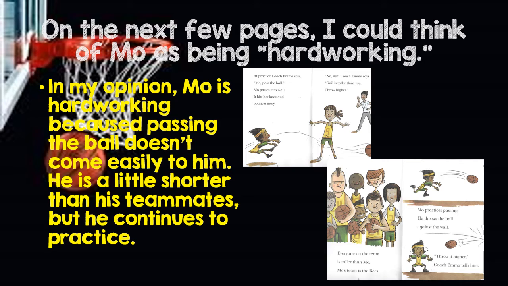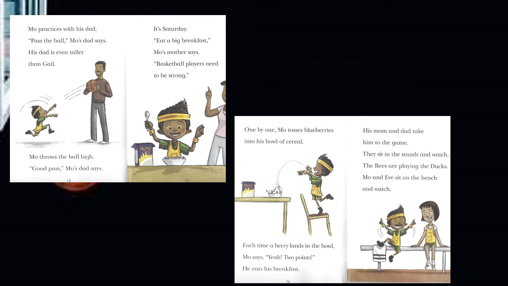On the next few pages, I think I would describe Mo as being hardworking. On these next couple of pages, he's practicing passing the ball because it doesn't come easily to him. He's a little bit shorter than his teammates, but he continues to practice. I could continue to describe Mo as hardworking because even when he's eating breakfast over on this page, he's still practicing tossing the blueberries into his bowl.